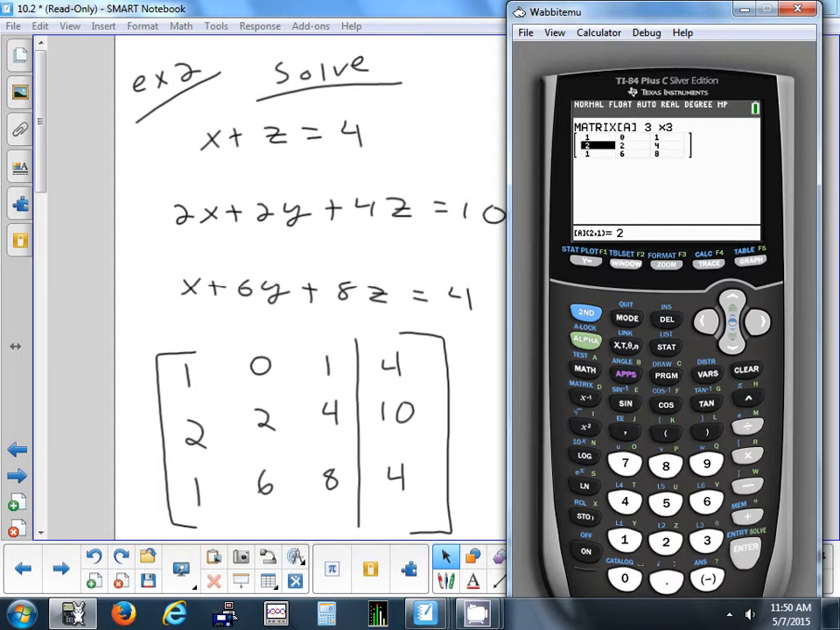Then you're going to type 2, 2, 4. And in your last row, 1, 6, 8. Okay, don't worry about this other column. This is going to be matrix B. It's going to be separate. Okay, any questions on getting the coefficient matrix in the calculator?